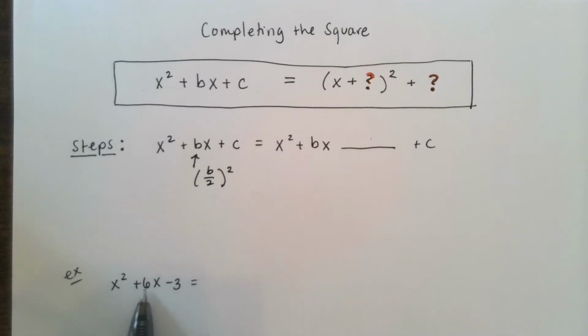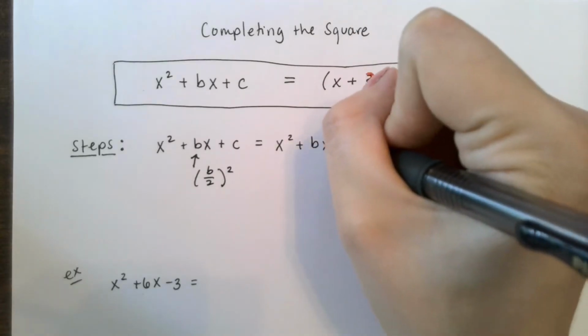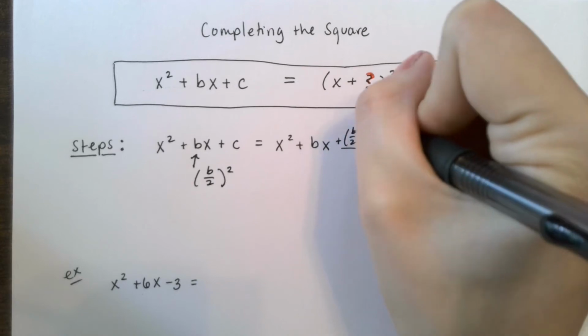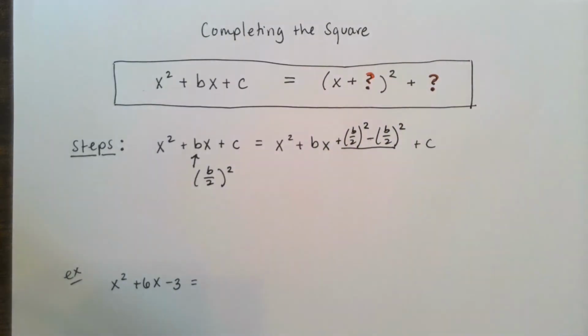Like in this first example here, the b is a 6. So 6 over 2 is 3, and then 3 squared is 9. So you plug that number in, that's your perfect number here. So we're going to add whatever that number is, and subtract whatever that number is. You'll always add and then subtract, even though minus and then plus is fine.